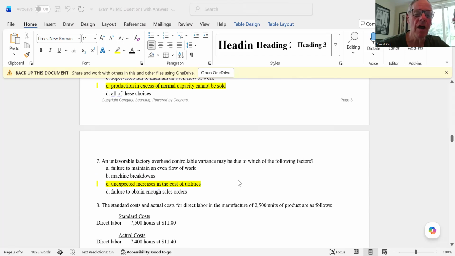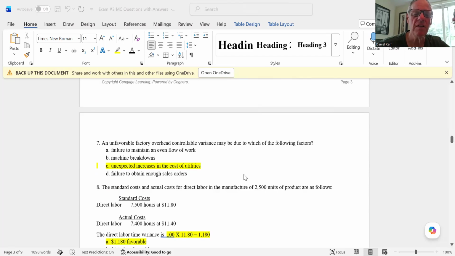Number 7. Unfavorable factory overhead controllable variance. So these are the variable overhead, may be due to which of the following factors. So if you have an unexpected increase in the cost of utilities, that would be a variable cost. So what could cause that? The answer there would be C. An unfavorable controllable variance may result from an unexpected increase in the cost of utilities.